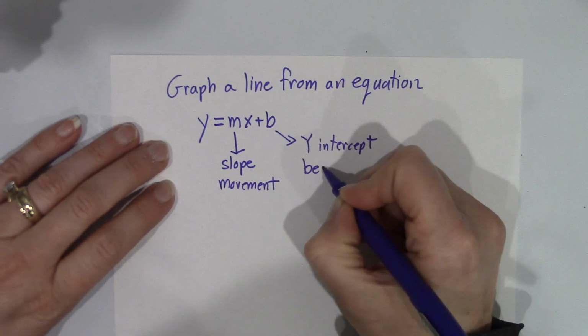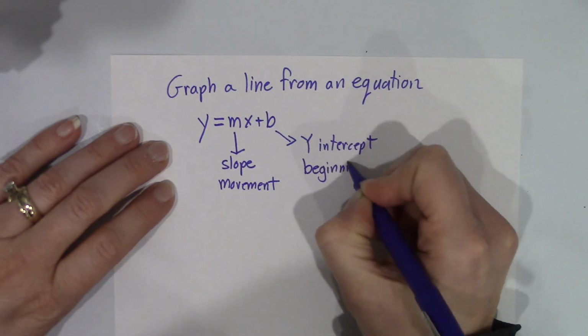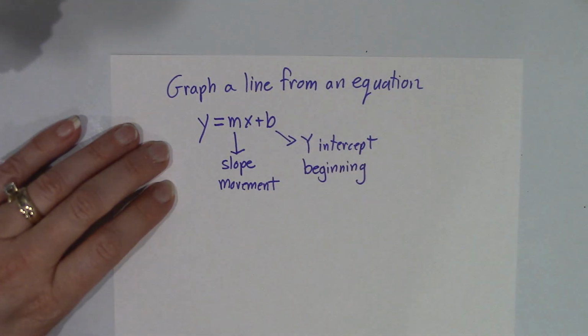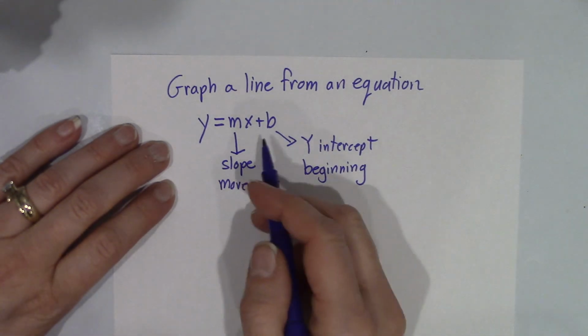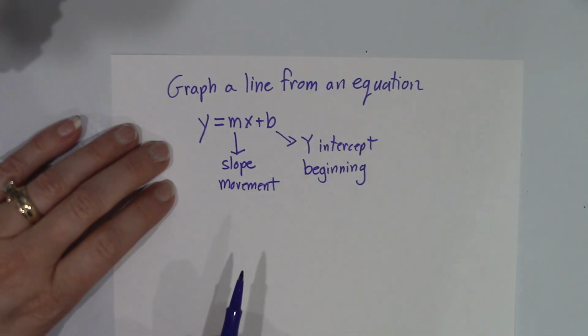We can remember that it's b for the word beginning, because that is where we are going to begin to graph our line. It's going to be our starting point. So the y-intercept is where we're going to put our first point on our graph to create our line. And then the y and the x represent all of the coordinates of our line on our graph.